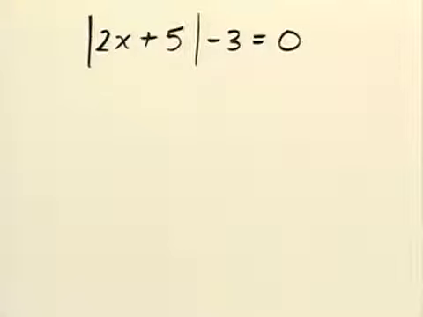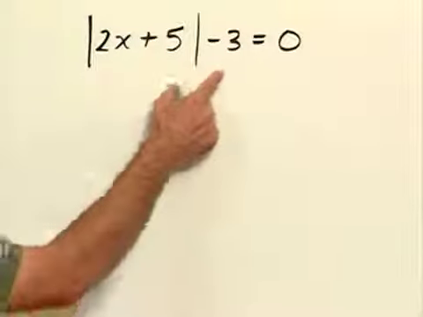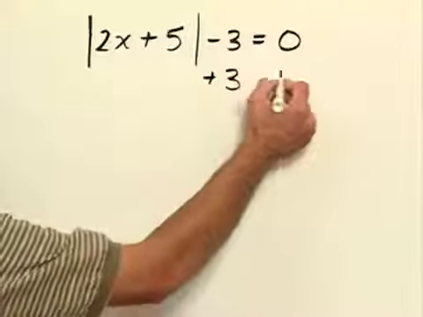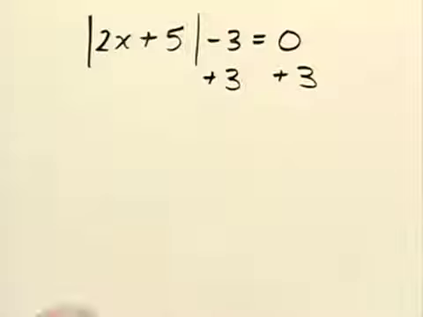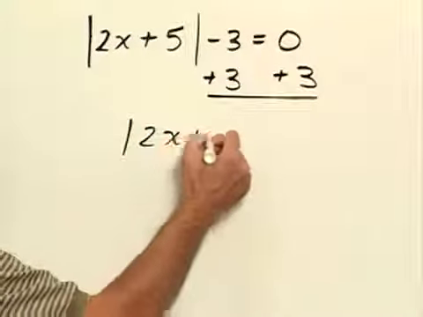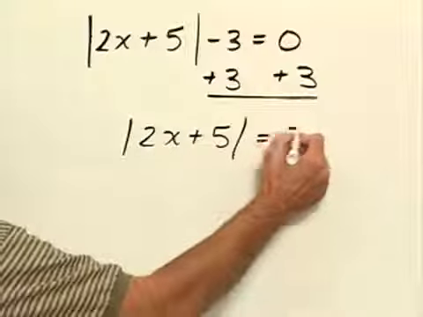For this problem, we have an absolute value equation. Remember that the first step for an absolute value equation is to isolate the absolute value. So the first thing I need to do here is to add 3 to both sides of my equation. So I'm going to add 3 to this side of the equation and also this side of the equation. That'll leave me with the absolute value of 2x plus 5 is equal to 3.